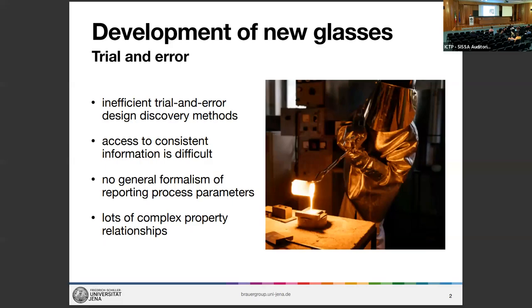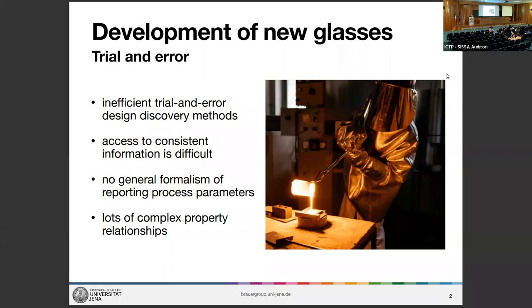Introduction on the development of new glasses and what the current challenges of our domain are. Glasses, unfortunately, is still hampered by very inefficient trial and error design discovery methods, and it's because it lacks crucial access to consistent information. This is because the glass production process is very much focused on details and nuance, but it's hard to report all of these details in a formal manner.